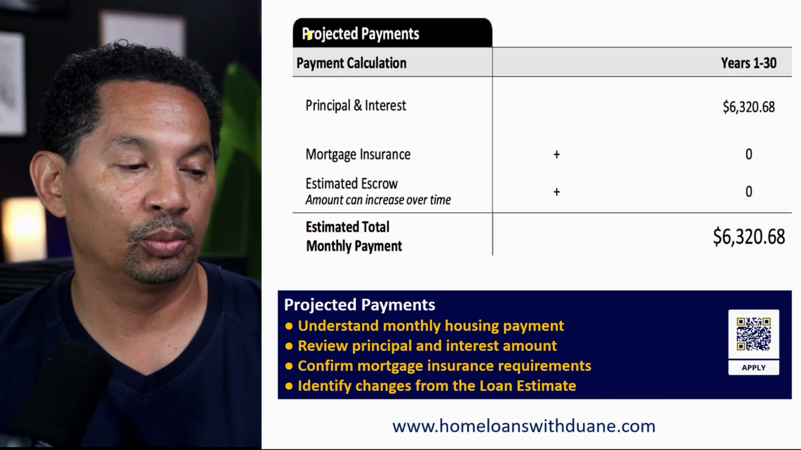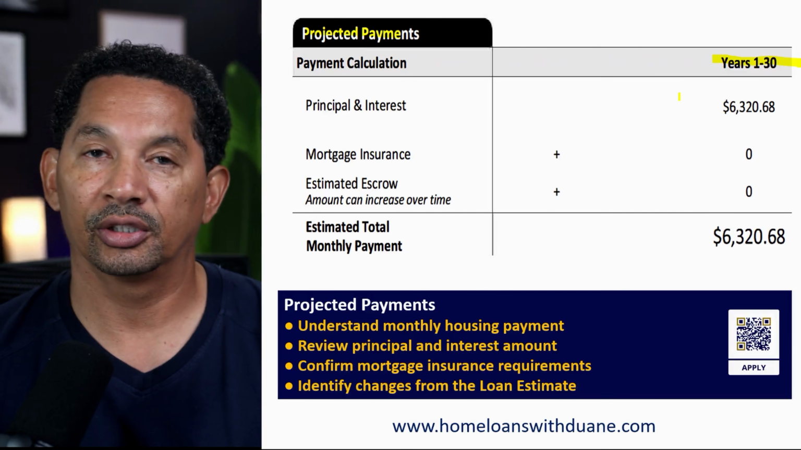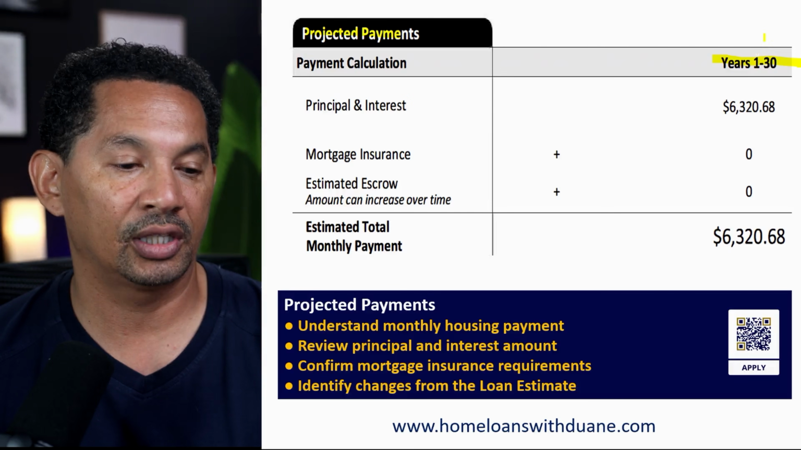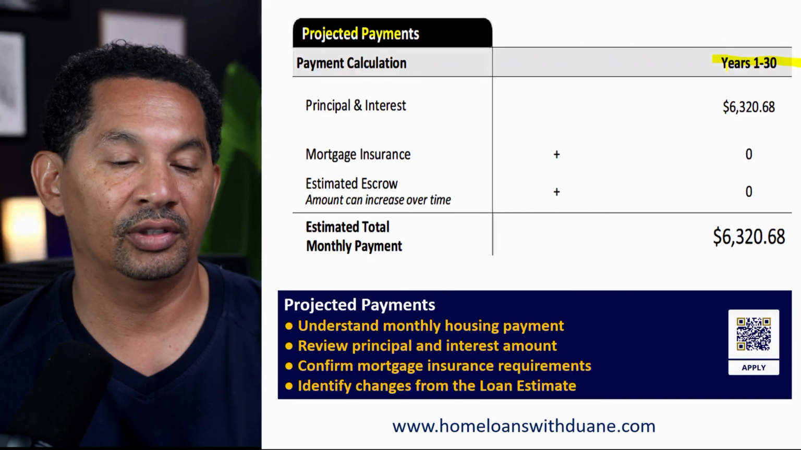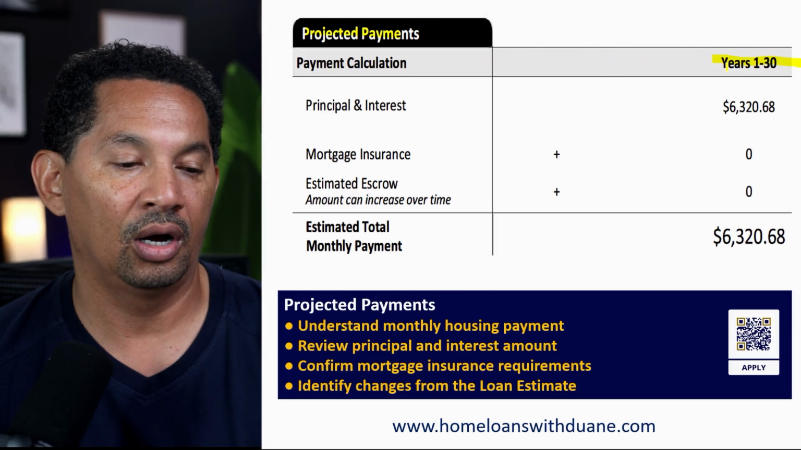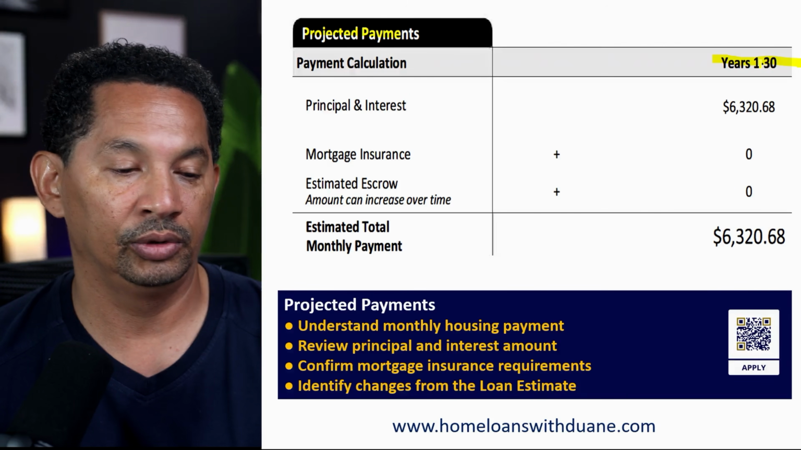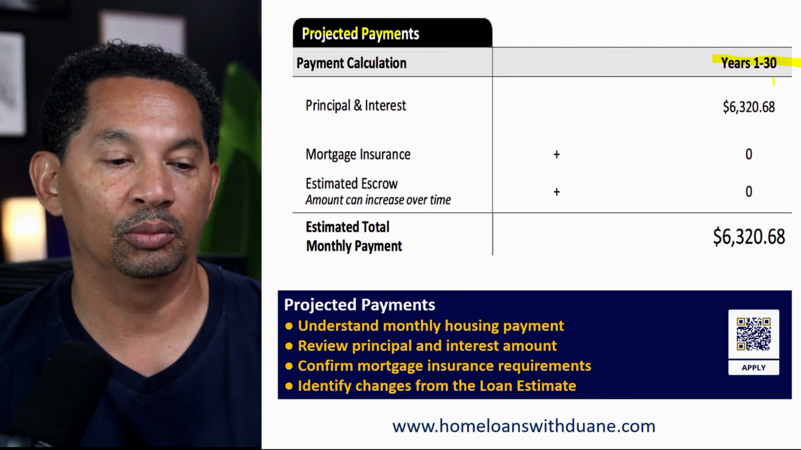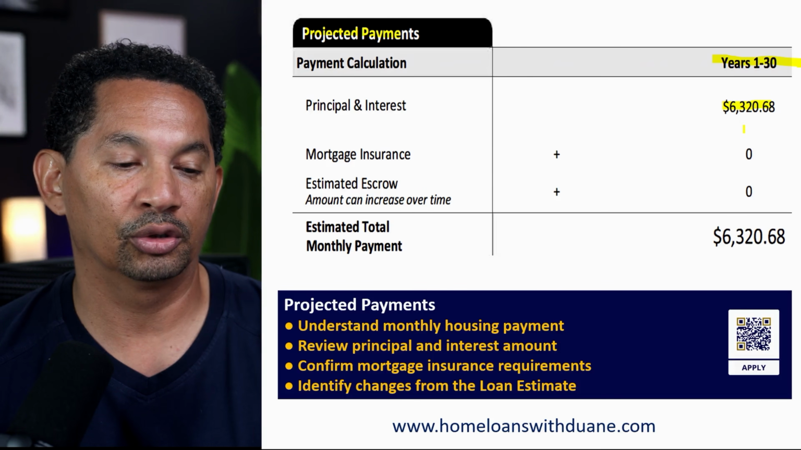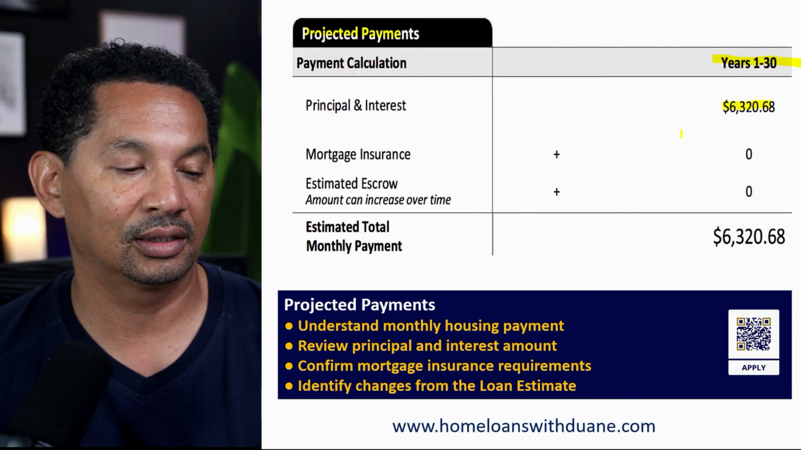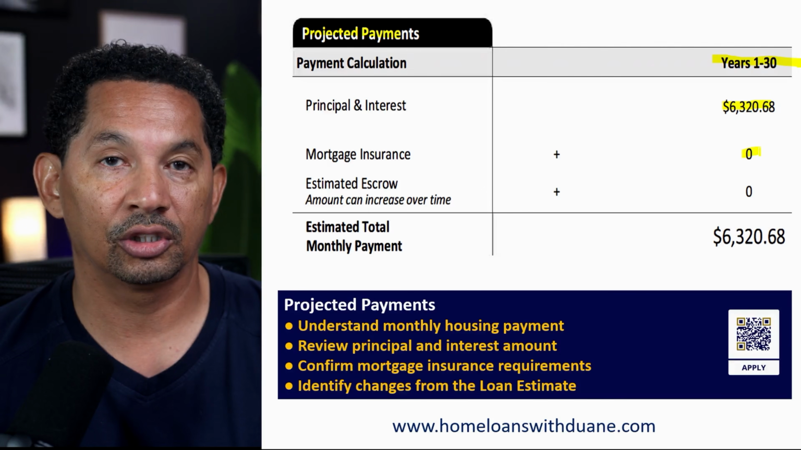Projected payments. So this is what your payments are going to look like. And you can see right here for the next 30 years. If this was an adjustable rate, a 5-year or 7-year, it would have year 1 through 5 or 1 through 7, and then so on after the adjustable rate loan term. But this is a 30-year fix. So years 1 through 30, meaning that your payment will not change. Your principal and interest payment is $6,320.68. Now, this individual put down 20%, so there is no mortgage insurance.